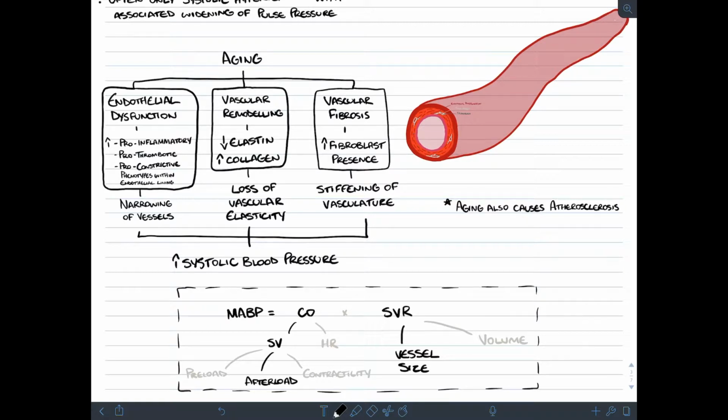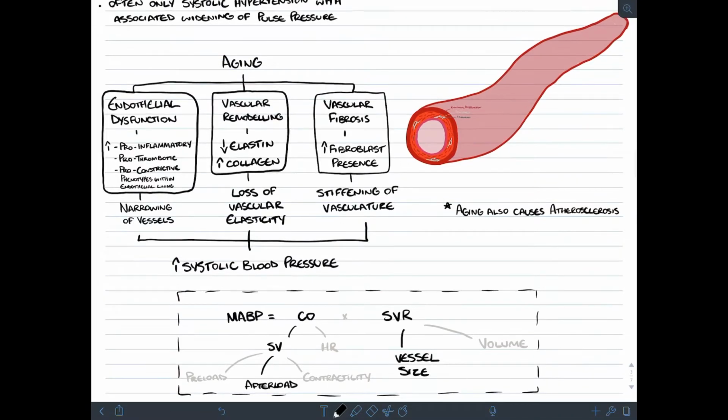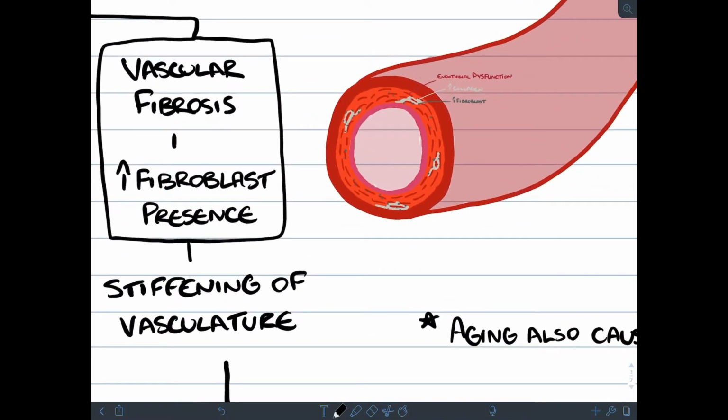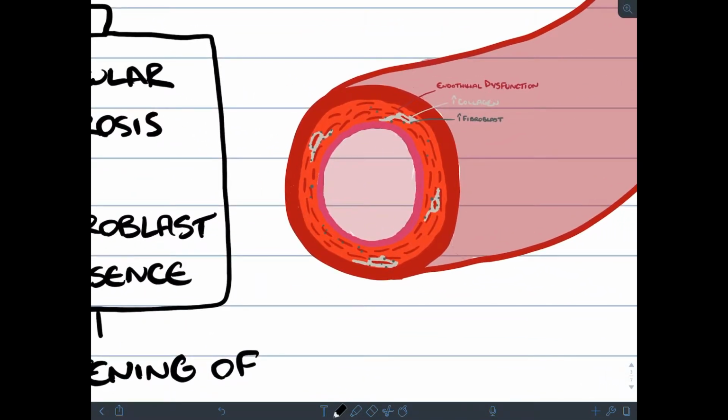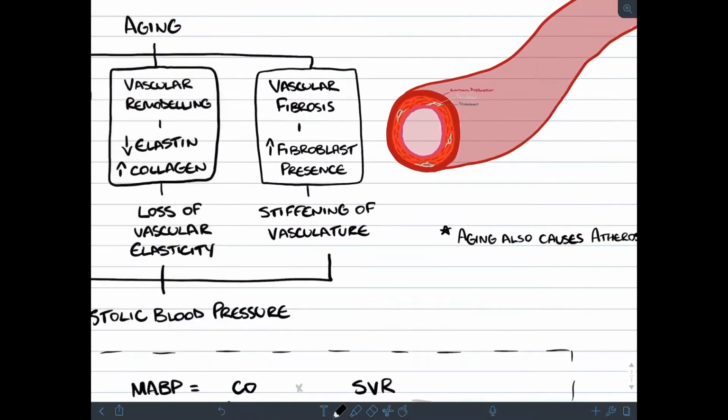So a second thing that happens is that vascular remodeling also occurs. So within the vasculature, there is remodeling. So we start to lose elastin, we start to gain a lot of collagen, and we can start to guess where this is going.